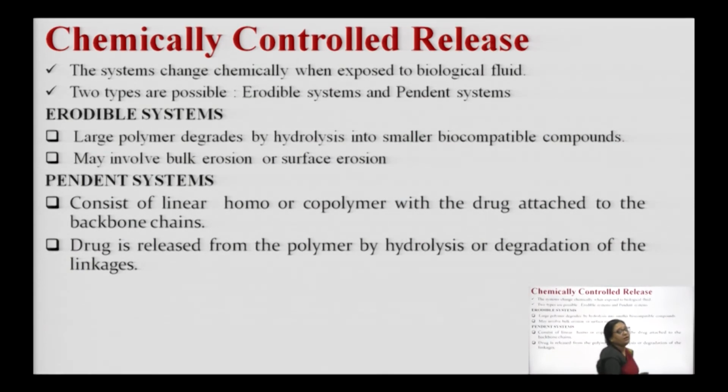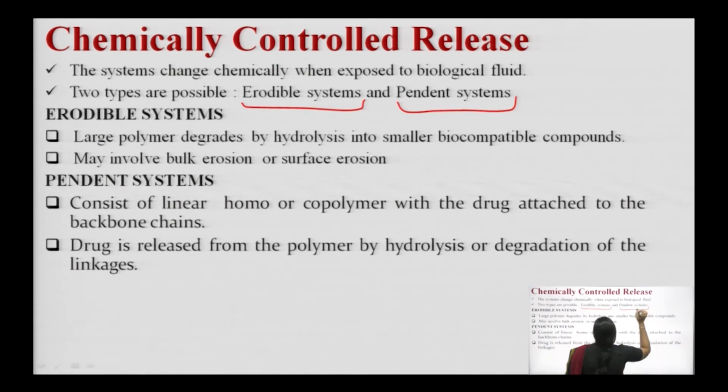Next, we have chemically controlled systems. Chemically controlled systems are basically systems which will undergo some chemical changes when they come in contact with biological fluids. Two types of systems are possible here: we have erodible systems and we have pendant systems.